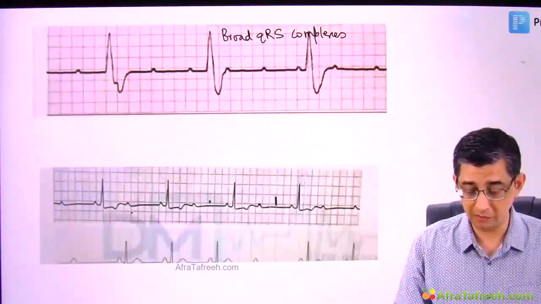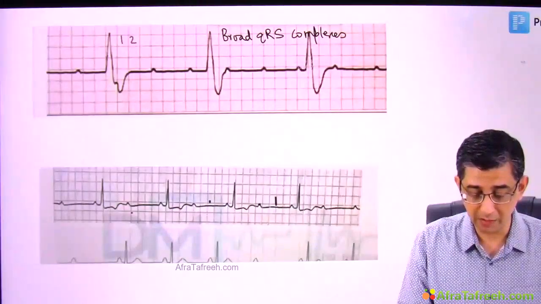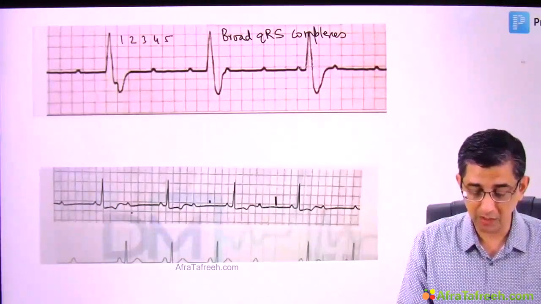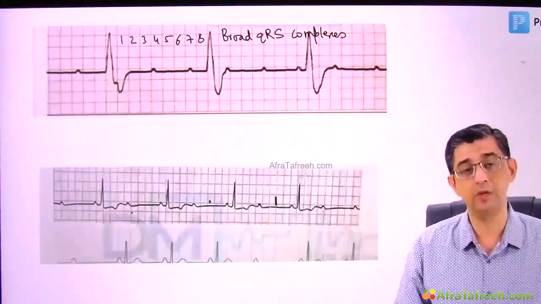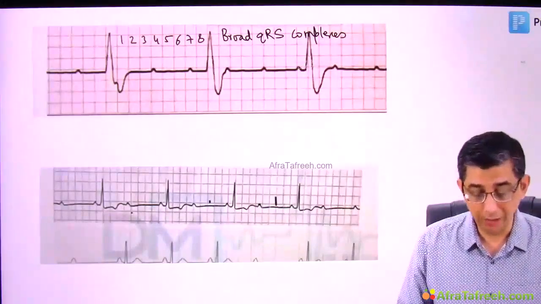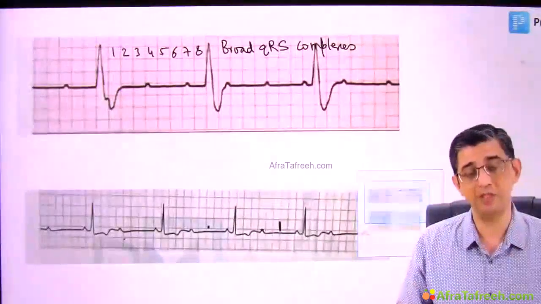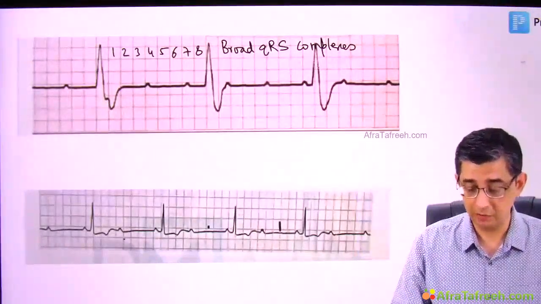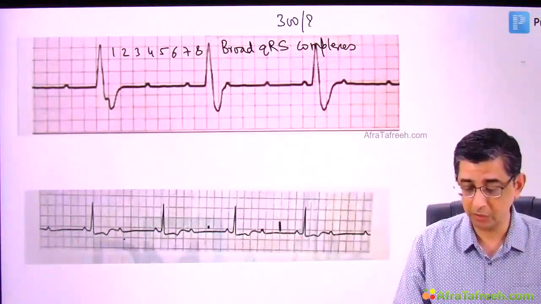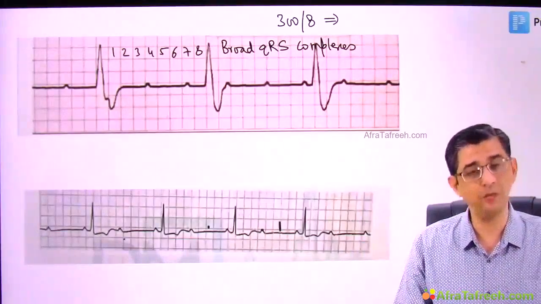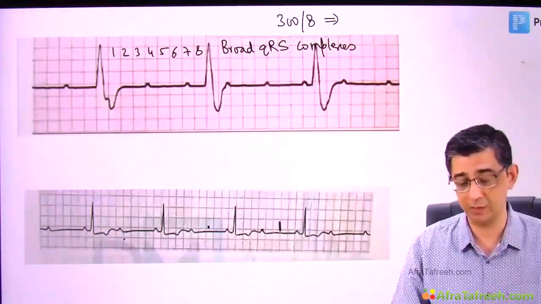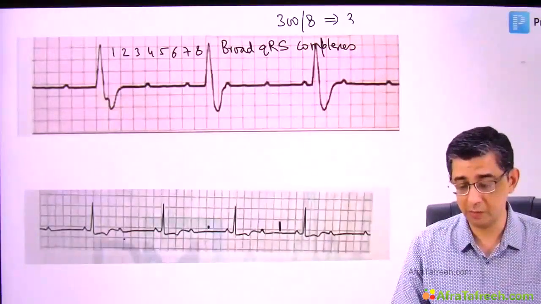But in this case, if I just count the number of large squares with respect to R to R, and I've already taught you that the only time you're going to read about large squares per se is calculation of the heart rate. If I look at the mathematical value here, 300 divided by 8, in fact, it's a little more than 8. I'm taking 8 for calculation purposes. So the heart rate of this patient will be something in the range of about 35 per minute, give and take a few values.